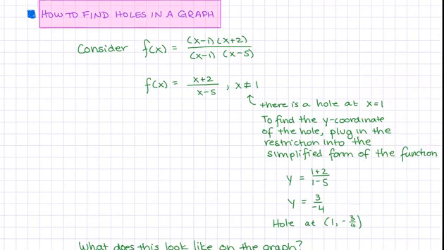So again, to find the hole, if you have a common factor that cancels out in the top and the bottom, you have a hole at the x value that makes that factor equal 0. And to find the y coordinate, you go ahead and plug this x coordinate into the simplified version, and that will give you the y coordinate for the hole.